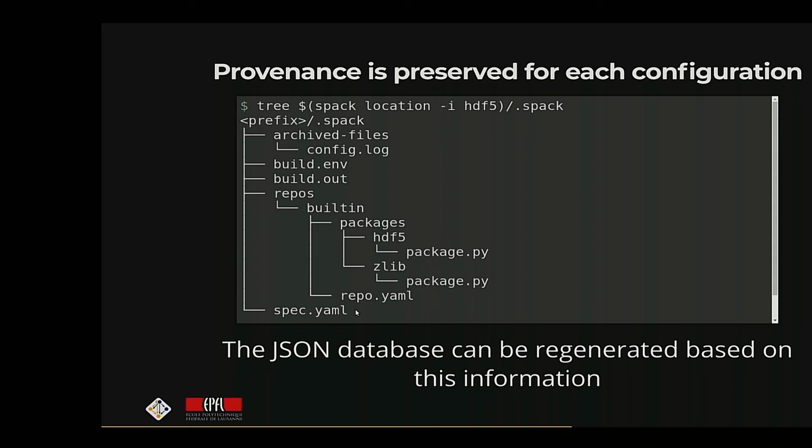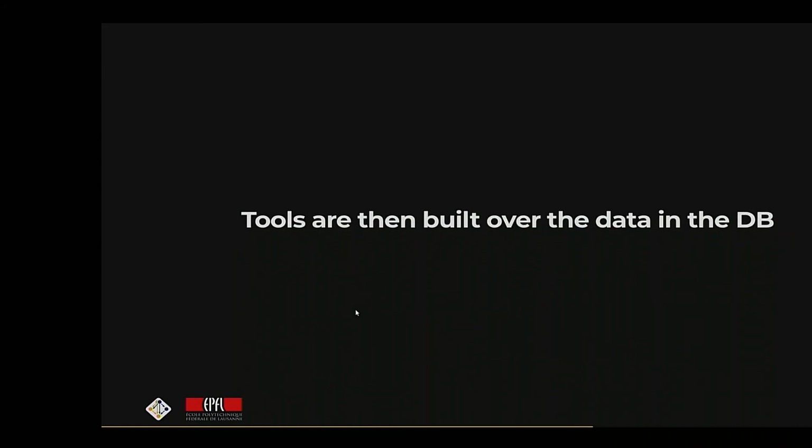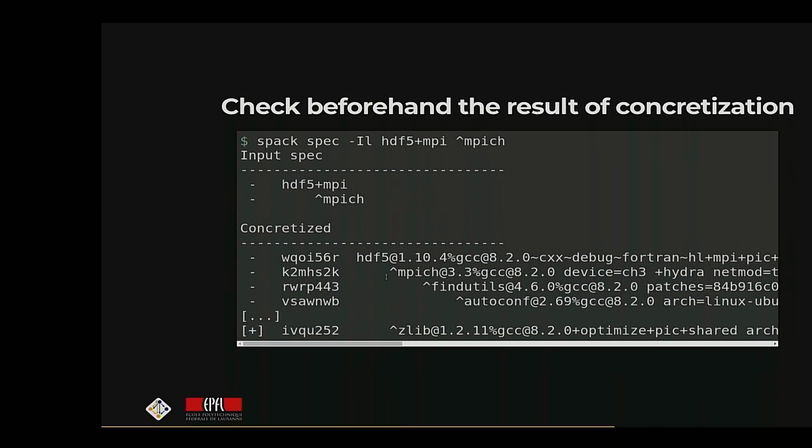The central JSON database can be regenerated from the distributed information inside each prefix of the software that has been installed. So in case it gets corrupted for any reason, you could regenerate it, just to let you know. And on top of this database of stored metadata, we have built a lot of useful tools. For instance, we can ask the package manager, what will be installed if I use a particular formula?